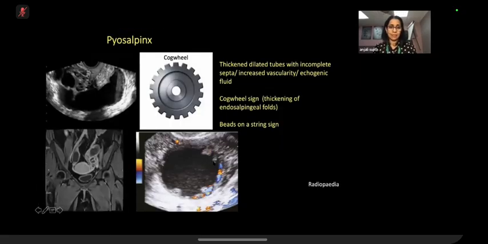Pyosalpinx on ultrasound, you will again see as a tubular structure which may have internal echoes or maybe a fluid level. There are longitudinal folds within the tube, which get thickened due to inflammation. So on a true cross section, you will see a pattern similar to a cogwheel because of the thickened longitudinal folds. This is the cogwheel sign or a beads on a string sign.